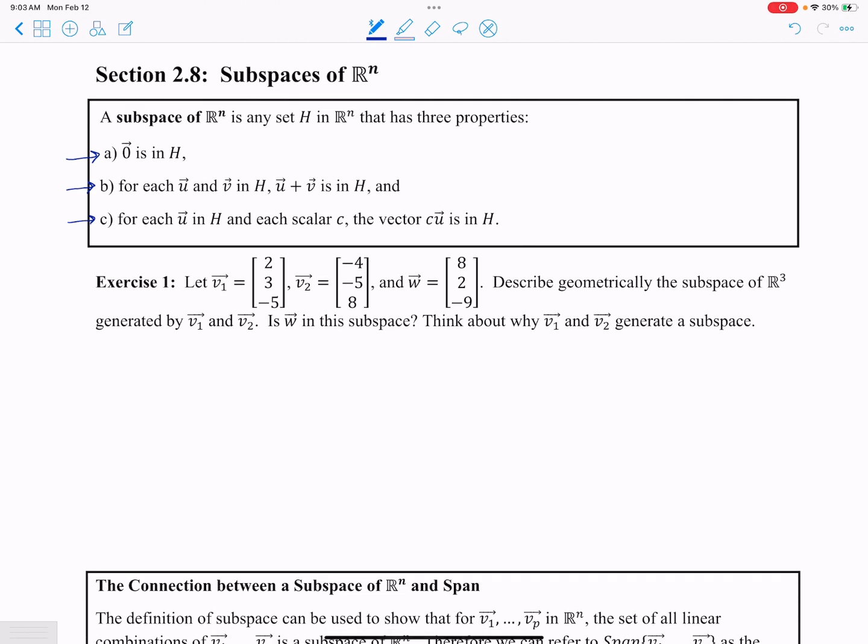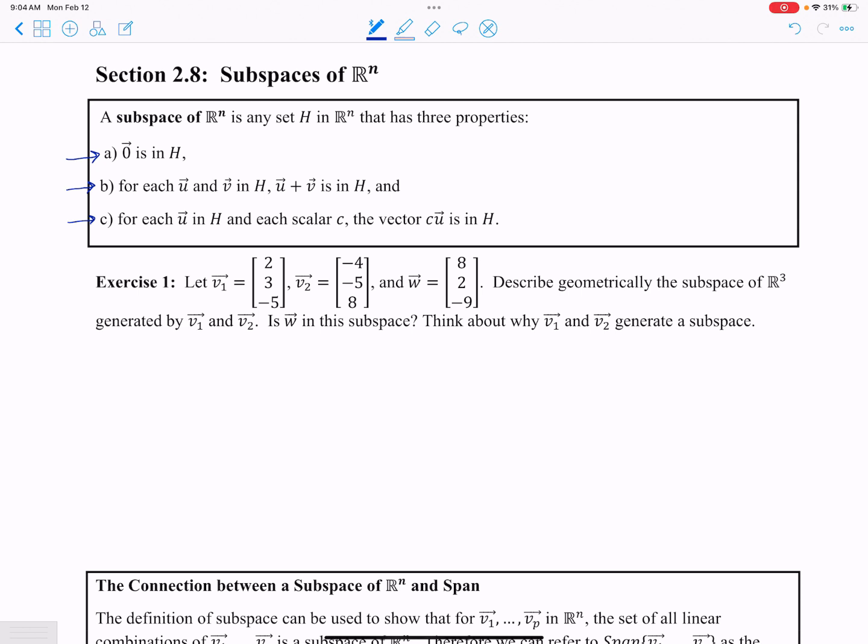In this first exercise, you're given three vectors, and you want to describe geometrically what the subspace of R3 generated by V1 and V2 looks like. Then, is the vector W in your subspace? And then we'll think about why V1 and V2 generate a subspace. First of all, notice that they are subspaces of R3 because the vectors have three components. Because the vectors live in R3, we're going to be talking about a subspace, or a smaller set, in R3. V1 and V2 are two vectors in R3.